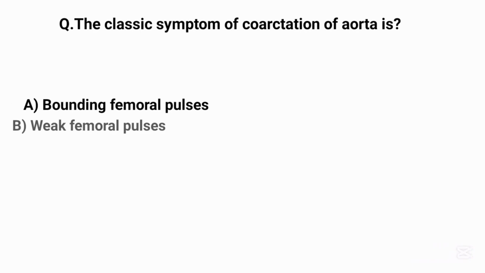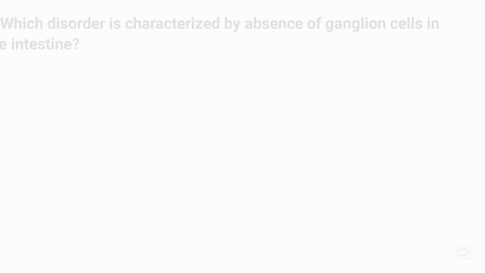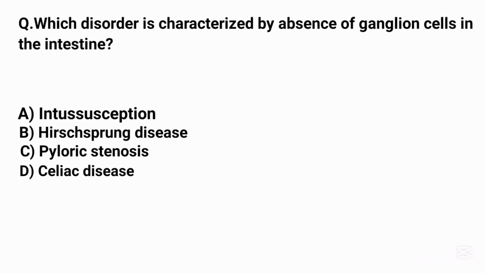The classic symptom of coarctation of aorta is. Correct answer is option B, weak femoral pulse. Which disorder is characterized by absence of ganglion cells in the intestine? Correct answer is option B, Hirschsprung disease.